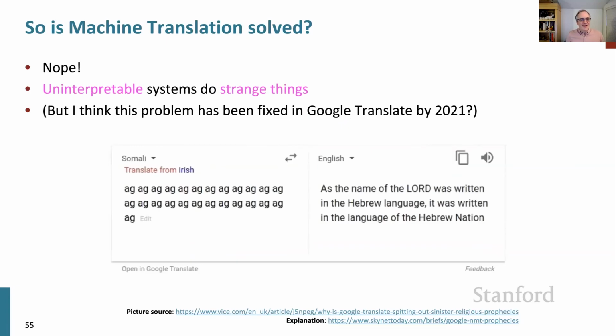Here's one more example that's kind of funny. People noticed a couple of years ago that if you choose one of the rarer languages that Google will translate, such as Somali, and you just write in some rubbish like ag, freakily it'd produce out of nowhere prophetic and biblical texts. As the name of the Lord was written in the Hebrew language, it was written in the language of the Hebrew nation, which makes no sense at all. We're about to see a bit more about why this happens, but that was a bit worrying. As far as I can see, this problem is now fixed in 2021. I couldn't actually get Google Translate to generate examples like this anymore.